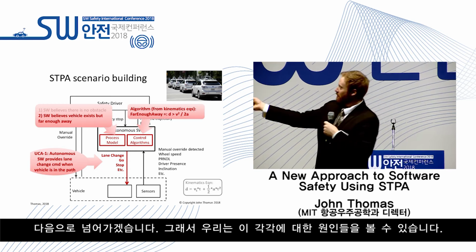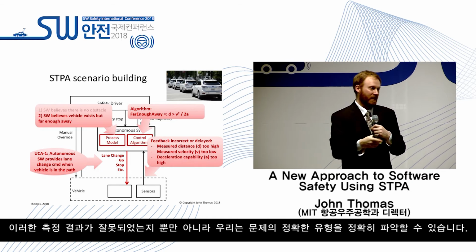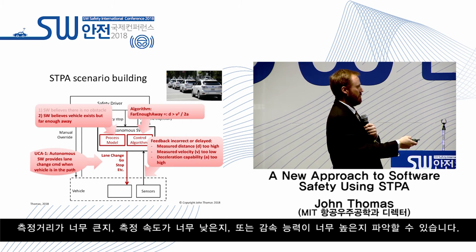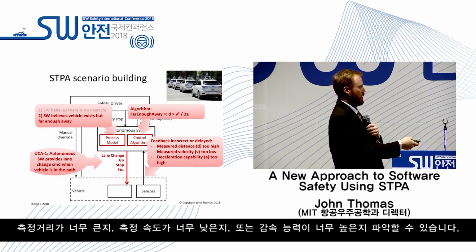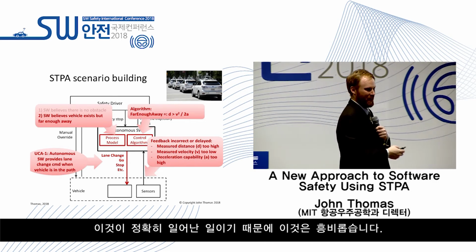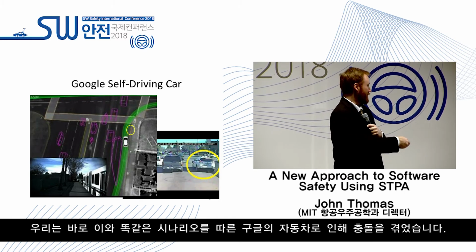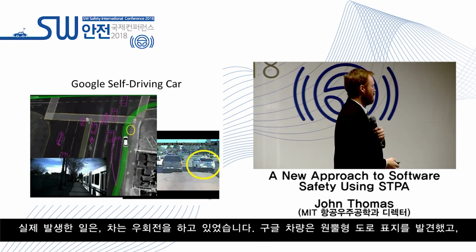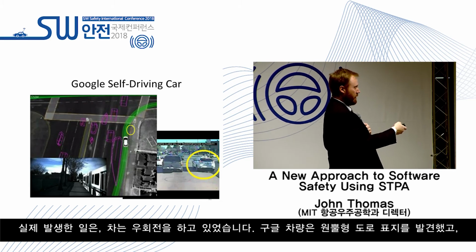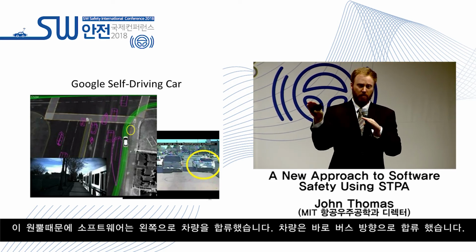Let me move on. So we can look at causes for each of these, not just if these measurements are wrong, but we can pinpoint the exact type of problem. If measured distance is too high, if measured velocity is too low, or if the deceleration capability is too high. Now, this is interesting because this is exactly what happened. We had a crash caused by a Google car that followed this exact scenario here. What happened was the car was making a right-hand turn. It detected these construction cones, and that caused the software to merge left. It merged right into a bus.